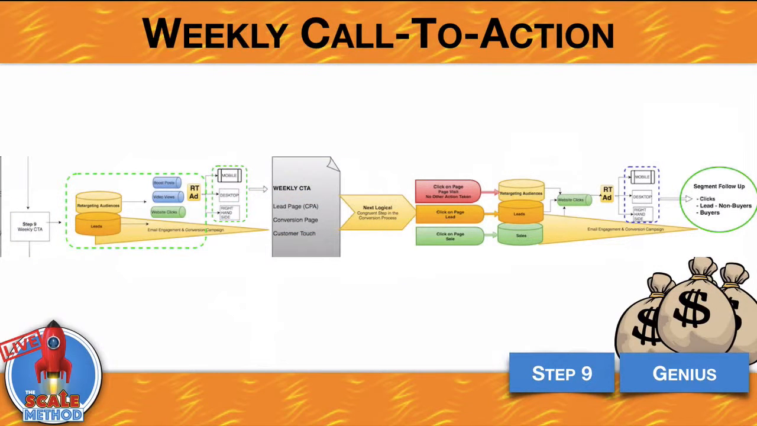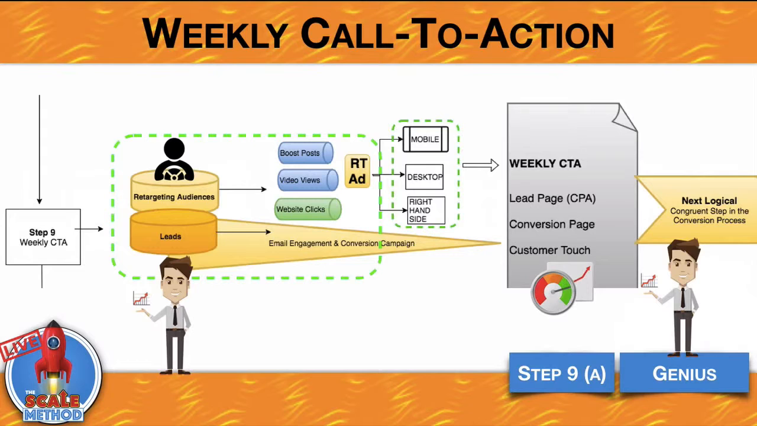But the thing is, when we're advertising this weekly call to action, here's where the money really starts to pile up, because it doesn't cost much to do this. What we're doing is we're only targeting our retargeting audiences and our leads. People who already bought are not on this list. We're only targeting people who've been interested. Notice the ads are again highlighted in green. We're going to use boost post, video views, and website clicks on mobile, desktop, right-hand side to move people right over to that weekly call to action.